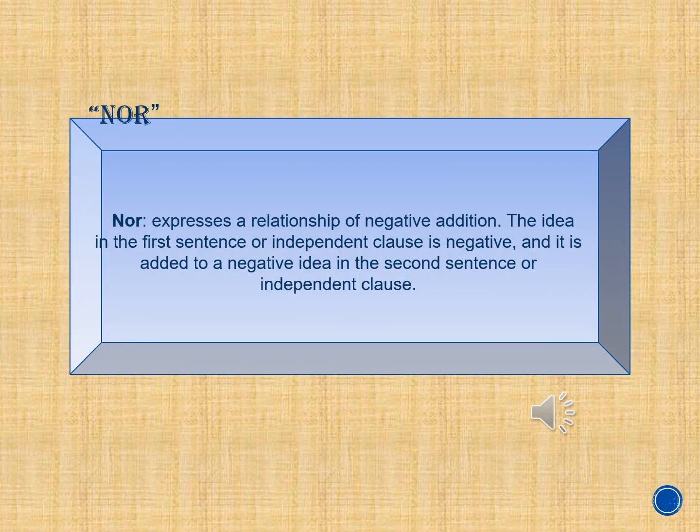Now nor is my third coordinating conjunction, and I need you to pay special attention with nor. Nor also is going to join two parts, two items, two phrases, or two independent clauses where the first part is negative and the second part is negative too, but the difference is that it has a different grammar rule. My first independent clause always is going to be negative.